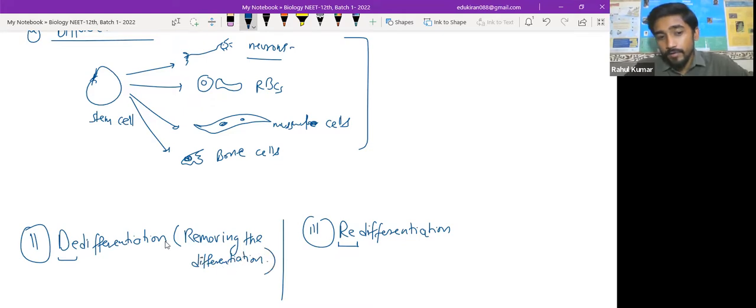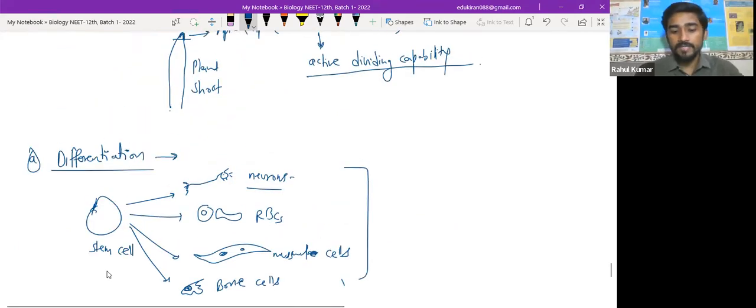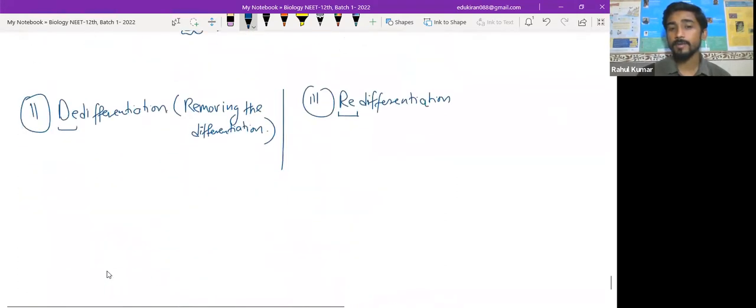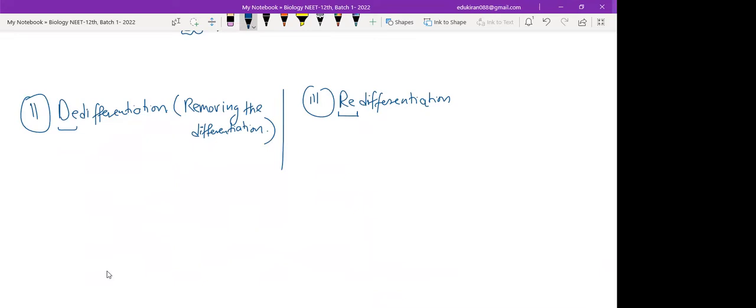Now, what do I mean by removing the differentiation? I mean that from a stem cell, from a common precursor cell, I made many cells with specific structure and function. De-differentiation means losing that ability, losing that special function or special structure and going back to a state from where you can again differentiate. You understand? Yes, so write down.